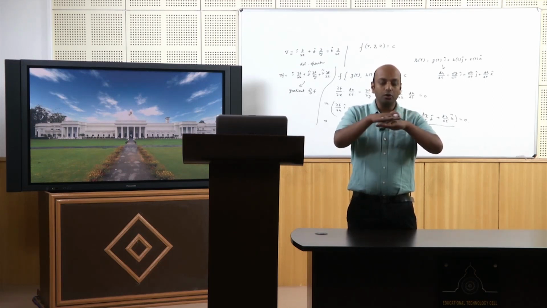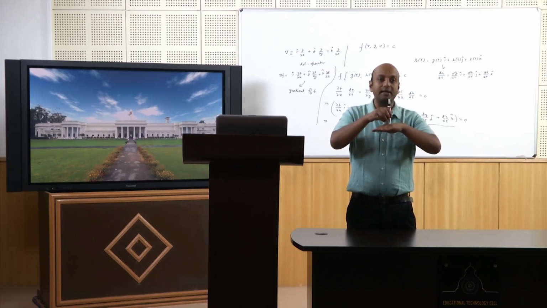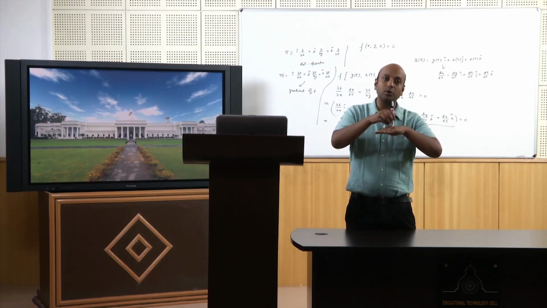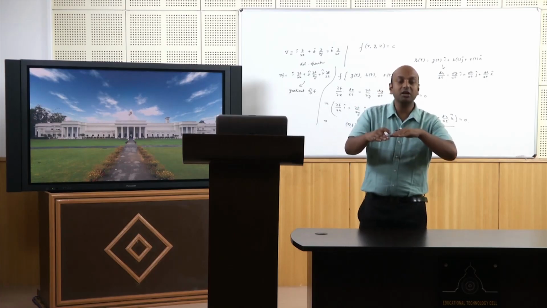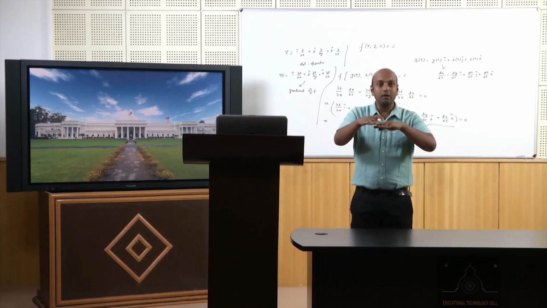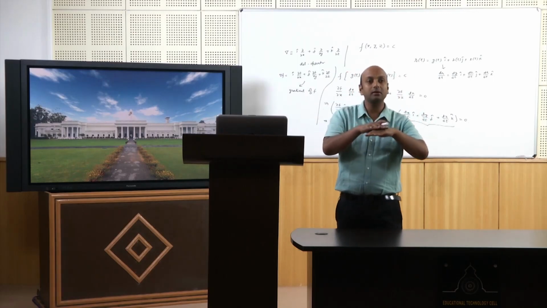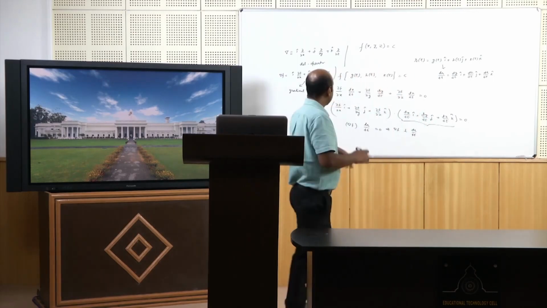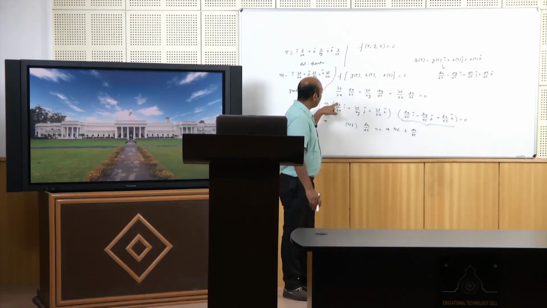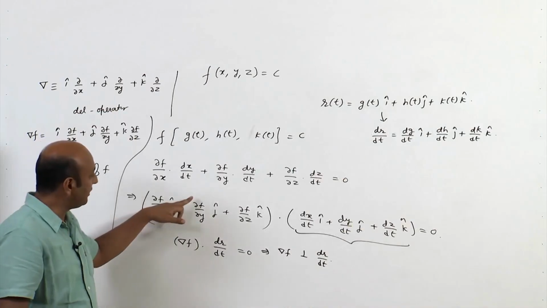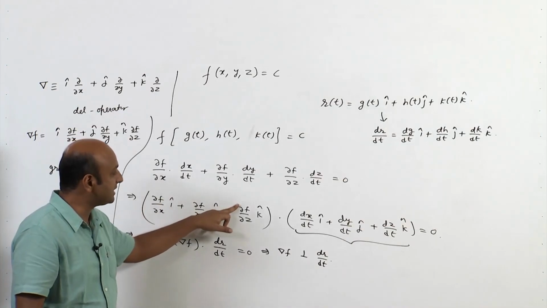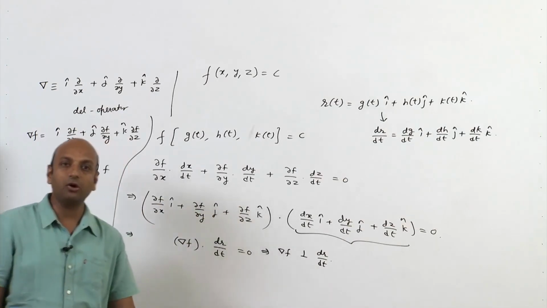Now, we know that the gradient of f at a point x naught, y naught, z naught is normal to a surface. So, it will be normal to a tangent plane also. So, the direction ratios of the normal to a tangent plane are del f by del x at p naught, del f by del y at p naught, and del f by del z at p naught.